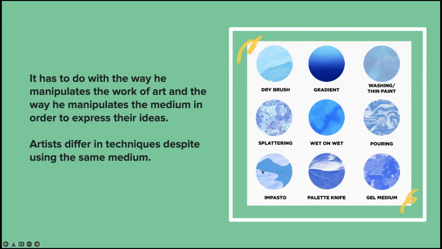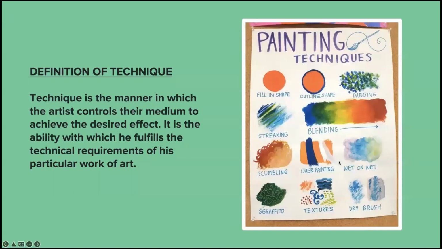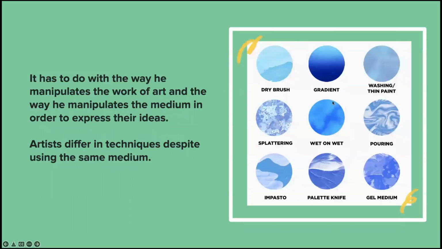Anyway, these are other techniques: dry brush, gradient, washing or thin paint, splattering, wet on wet again. I remember we have wet on wet here also, but they're probably using a different medium. You notice it's kind of watercolor, no? The watercolor will be mentioned later. But the technique is wet on wet. And if you look at this, also wet on wet, the technique, but using a different medium. Probably paint, I'm not really sure.